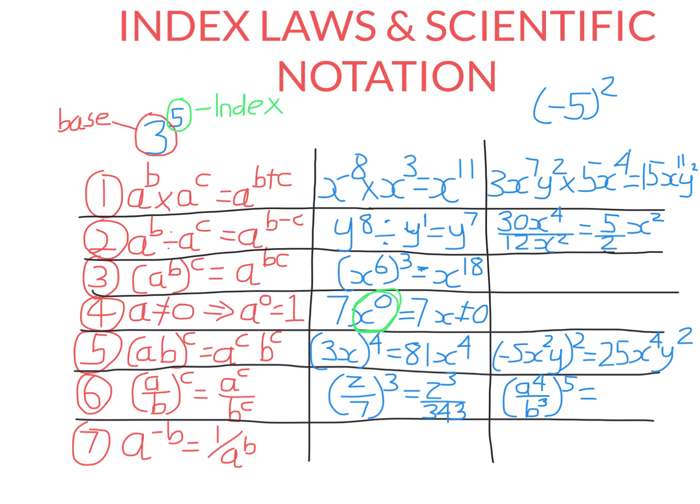So to do that, we keep the same base and multiply the powers. To raise b cubed to the power of 5, we keep the same base and multiply the powers.